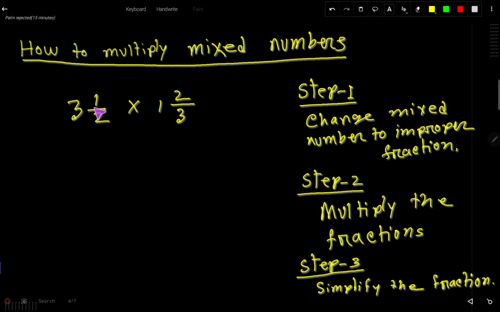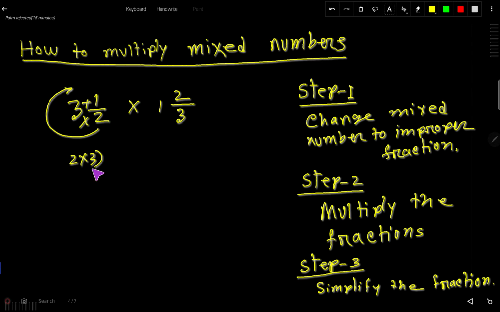Look, this is a mixed number, this is a mixed number. So, we need to change these mixed numbers to improper fractions. Improper fraction means where the numerator is greater than the denominator. To change a mixed number to an improper fraction, we have to draw a C clockwise. We have to multiply, then add. So let us do that.